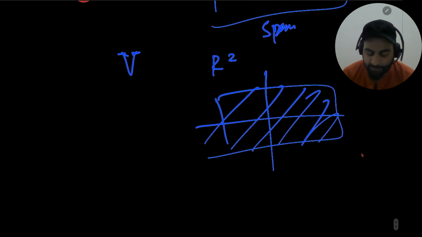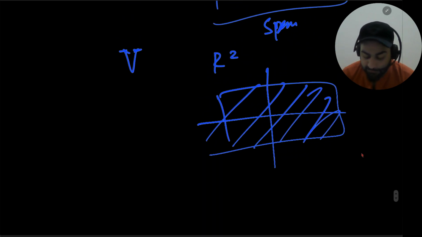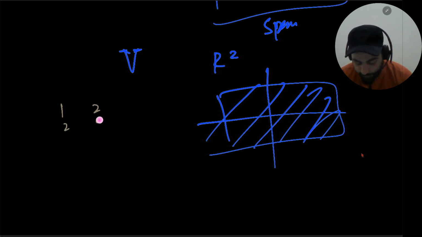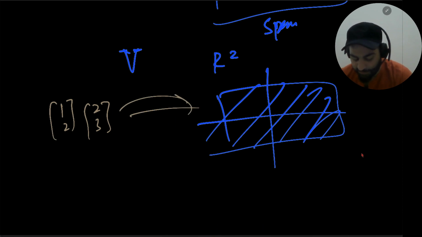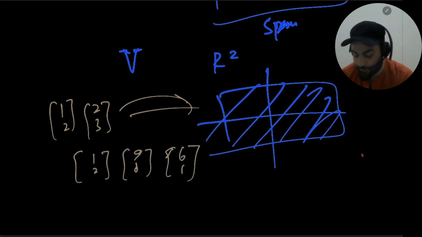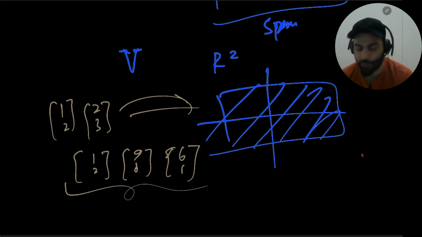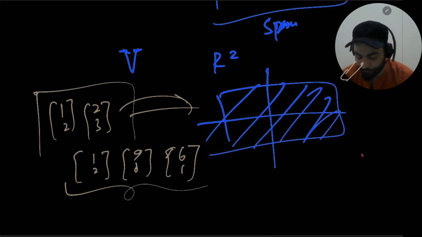If I ask what vectors will span this, you can say that the vectors (1, 2) and (2, 4), or (1, 2) and (2, 3), let's suppose some random two vectors, can span this whole space. Other vectors like (1, 2), (9, 8), (6, 1), these three vectors can also span. But what is the minimum number of vectors required for spanning the whole R2? You can see that it is 2.